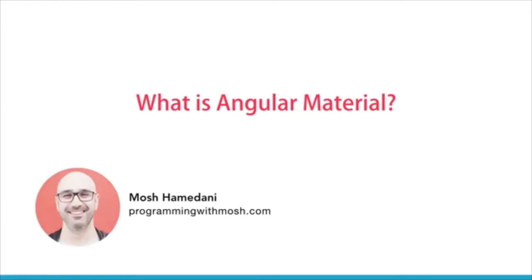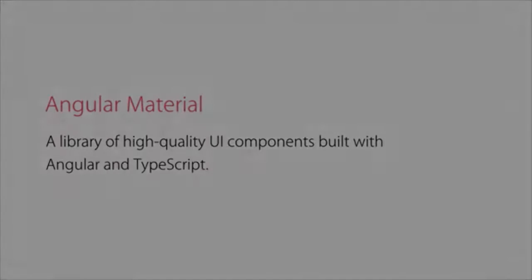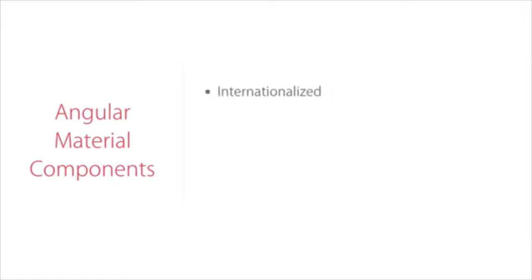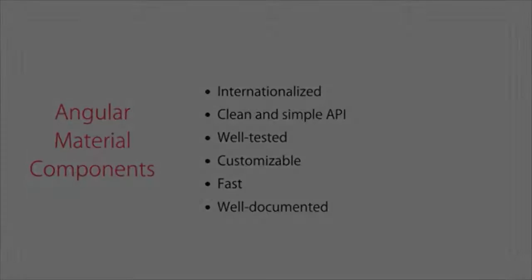So what is Angular Material? Angular Material is a library of reusable and high-quality UI components that are built with Angular and TypeScript. These components are internationalized, so users with different languages can use them. They have a clean and simple API. They're well tested with unit and integration tests. They're customizable, they're very fast and have minimal performance overhead, and they are almost well documented. So let me show you a few examples of these components in action.